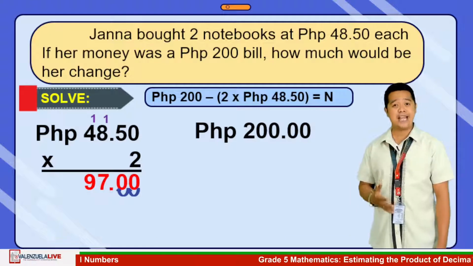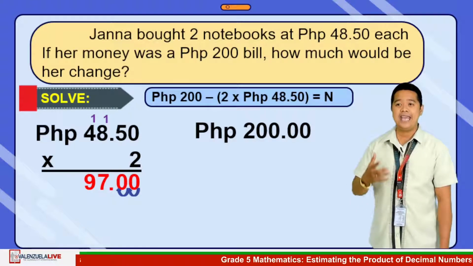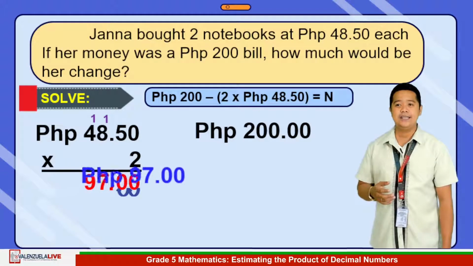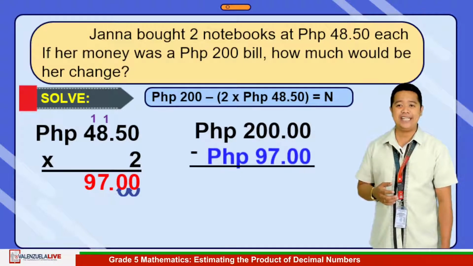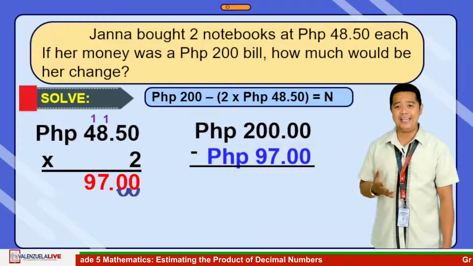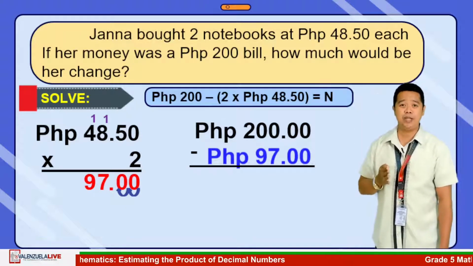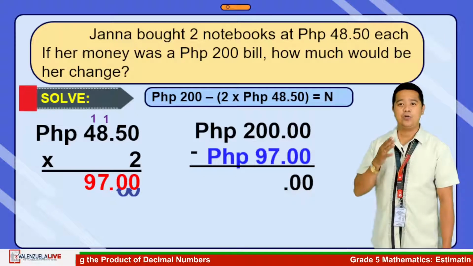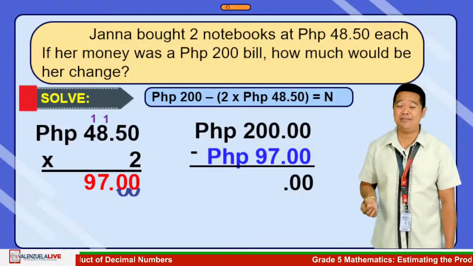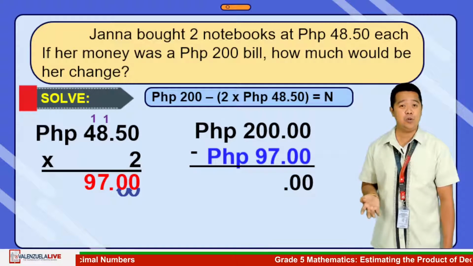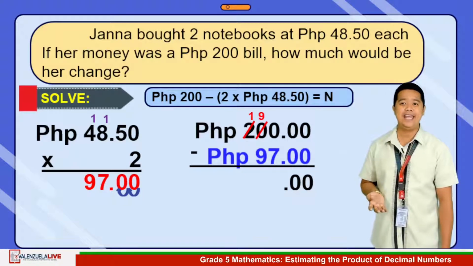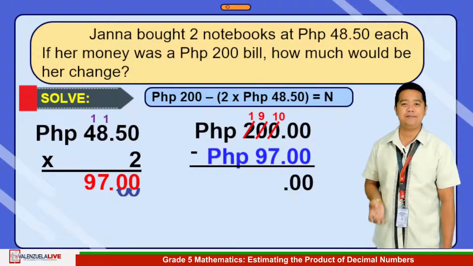Then let us subtract. After multiplying, let us subtract 97 from 200. So 200 minus 97. Again, align the decimal point before you subtract. So 0 minus 7 cannot be again. So we need to regroup 2. So 2 will become 1. This 0 will become 9. And the last 0 will become 10.